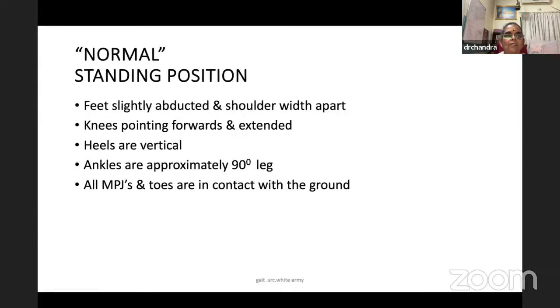In the normal standing position, the feet are slightly abducted and shoulder width apart, knees pointing forwards and extended, heels are vertical, and the angle is 90 degrees to the leg. All metatarsophalangeal joints and toes are in contact with the ground.